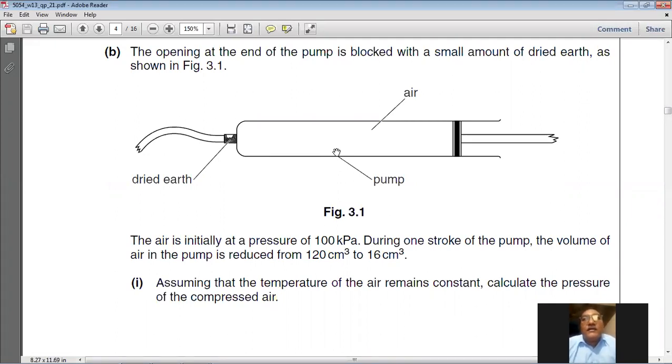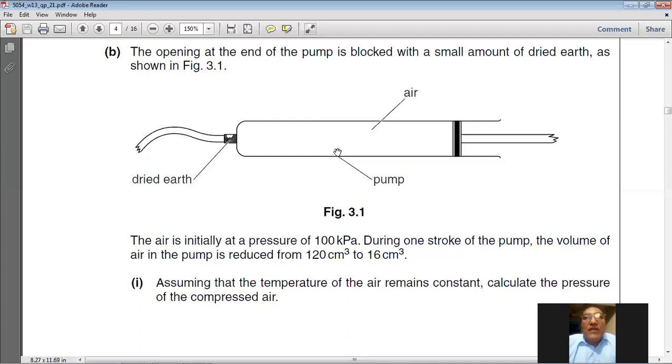So here, the first part is assuming that the temperature of the air remains constant. Calculate the pressure of the compressed air. You know, the temperature is constant. We are talking about the pressure and the volume of a gas. So we can apply the famous Boyle's law, P1 V1 equals P2 V2.